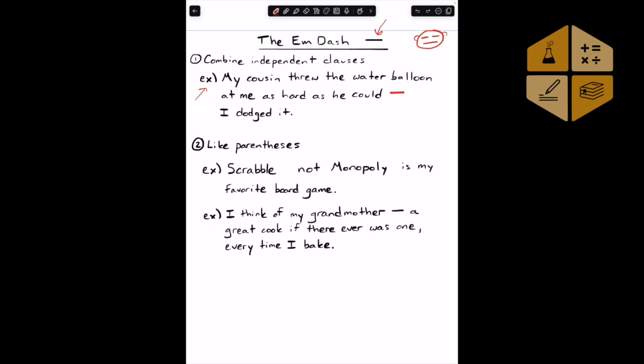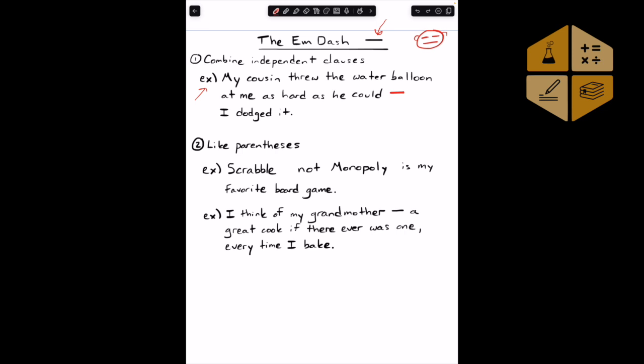And that's one of the two ways the ACT expects you to know how to use this piece of punctuation. The second way is the same way that you would use parentheses. Technically speaking, we would call this setting off a non-essential piece of information or a non-essential clause. But to me, the easiest way to teach this is just to think, if I could put parentheses here, then maybe I could put em dashes here, and that's totally true.